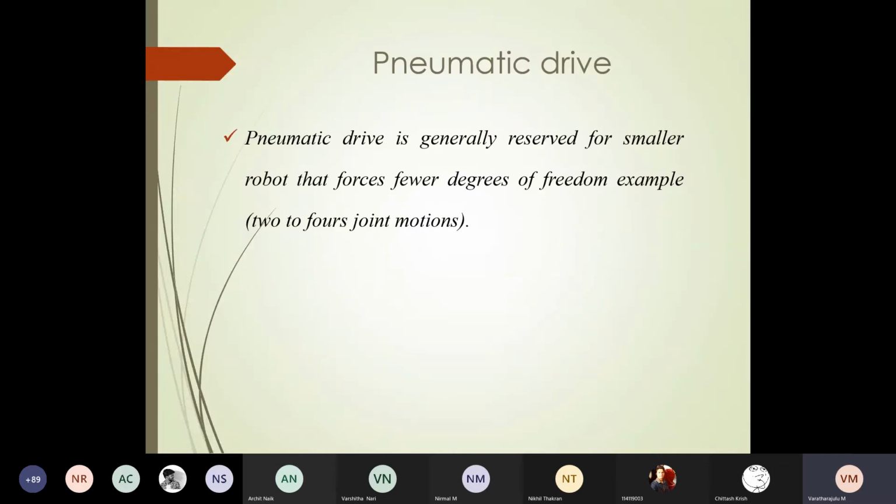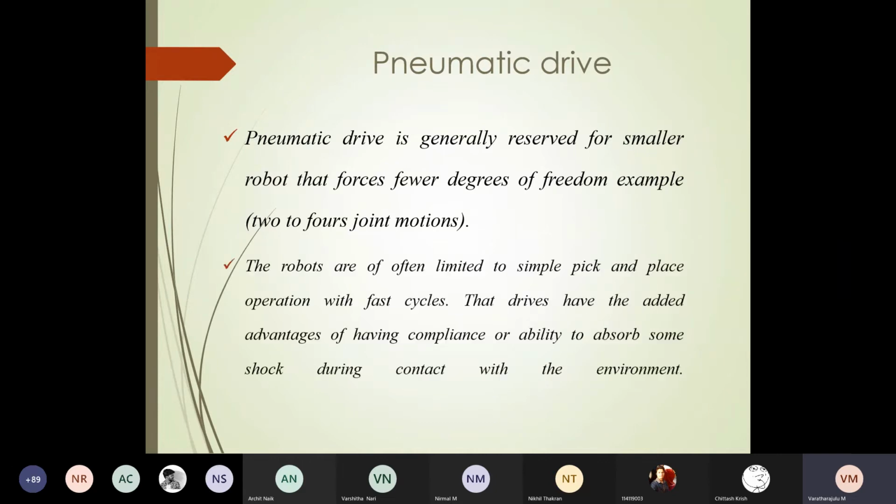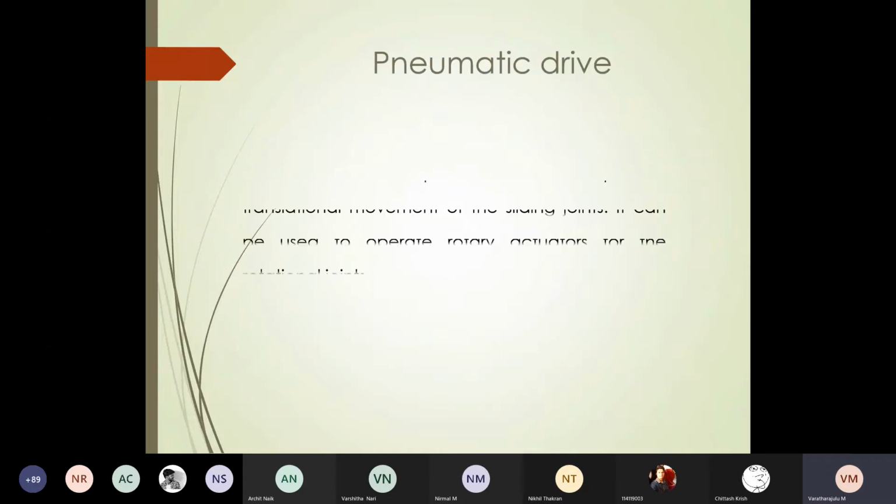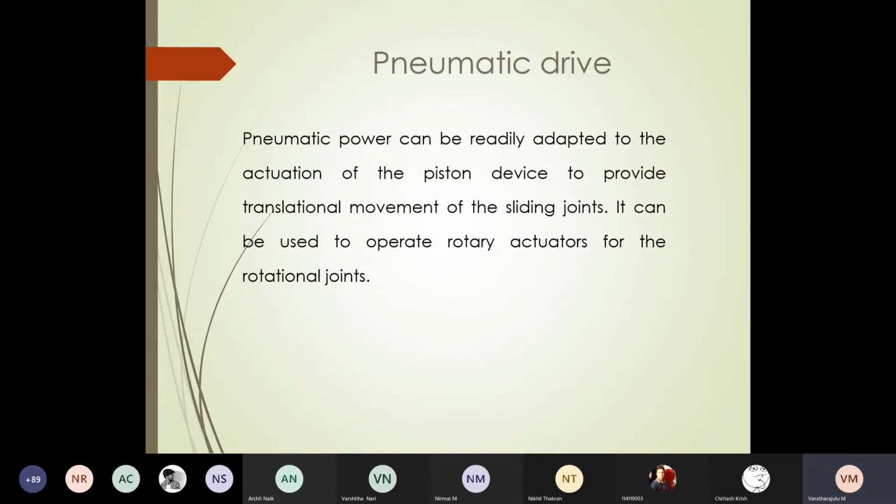And concerning the pneumatic drives, they are usually reserved for smaller robots with fewer degrees of freedom, and the robots are often limited to simple pick and place operations with fast cycles. The added advantage is compliance, that is the ability to absorb some shock during working. Pneumatic power can be readily adapted to the actuation of piston devices to provide translational movement of the sliding joints. It can be used to operate rotary actuators for the rotational joints.